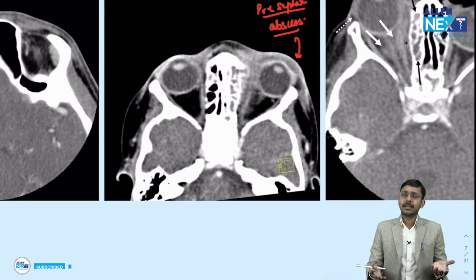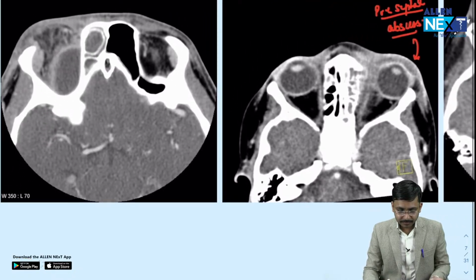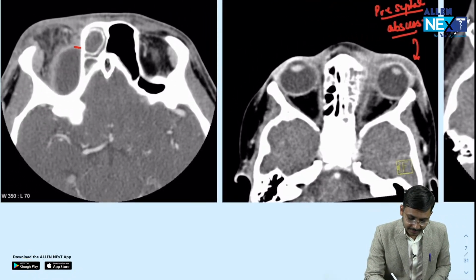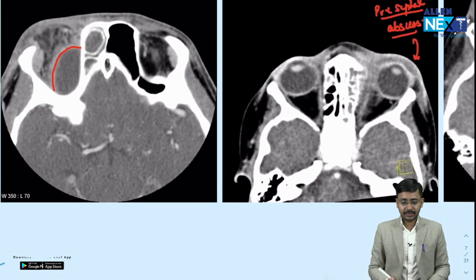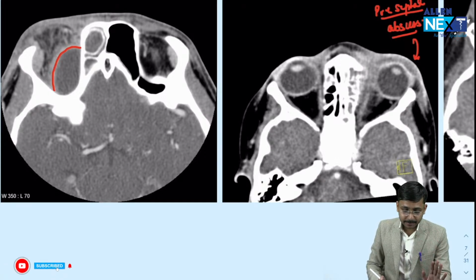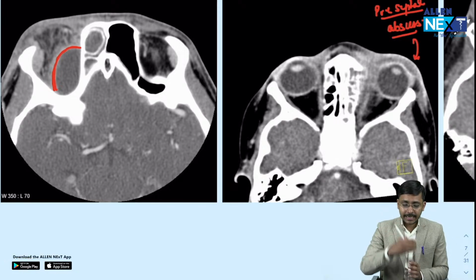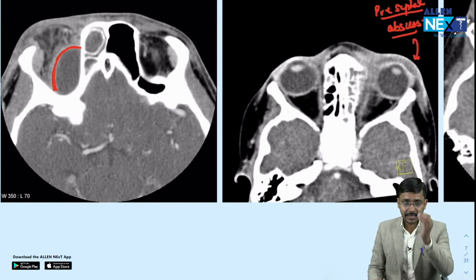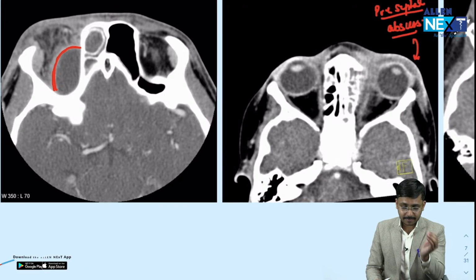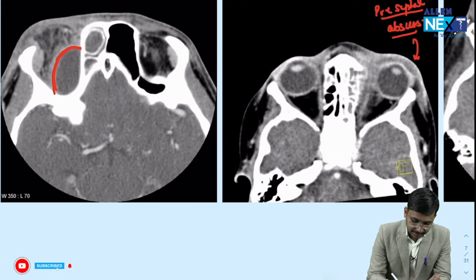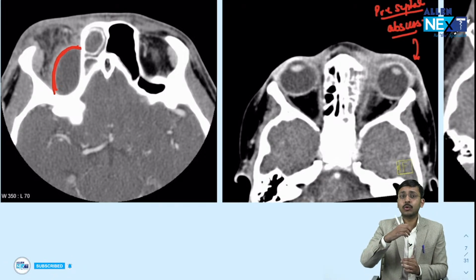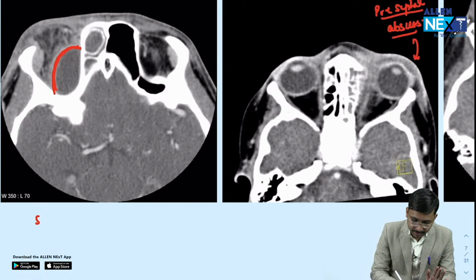Now sometimes, secondary to sinusitis, what you get is a subperiosteal abscess. Why is this a subperiosteal abscess? Because it is lifting up the periosteum and it is convex in shape. So if any convex shaped abscess adjacent to the bone is there, then this will be a subperiosteal abscess.